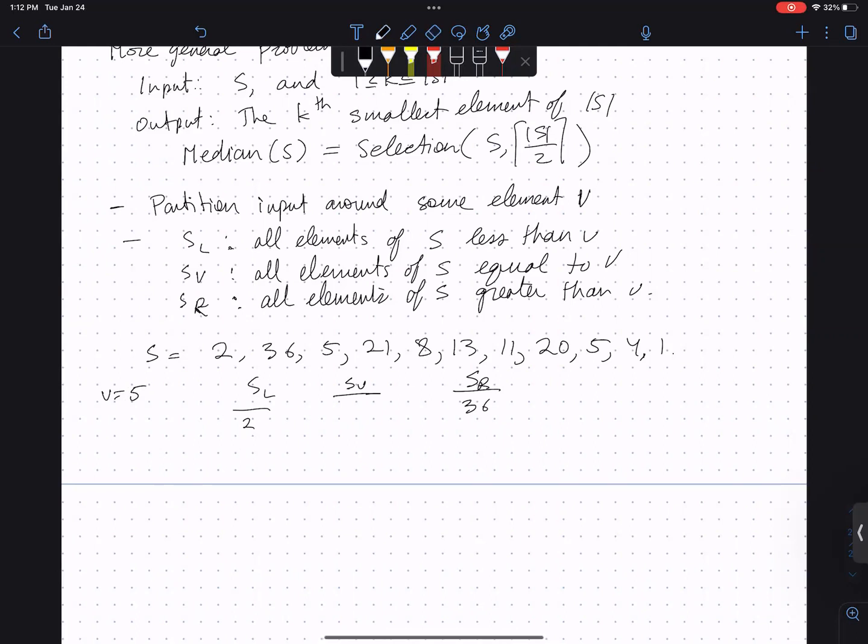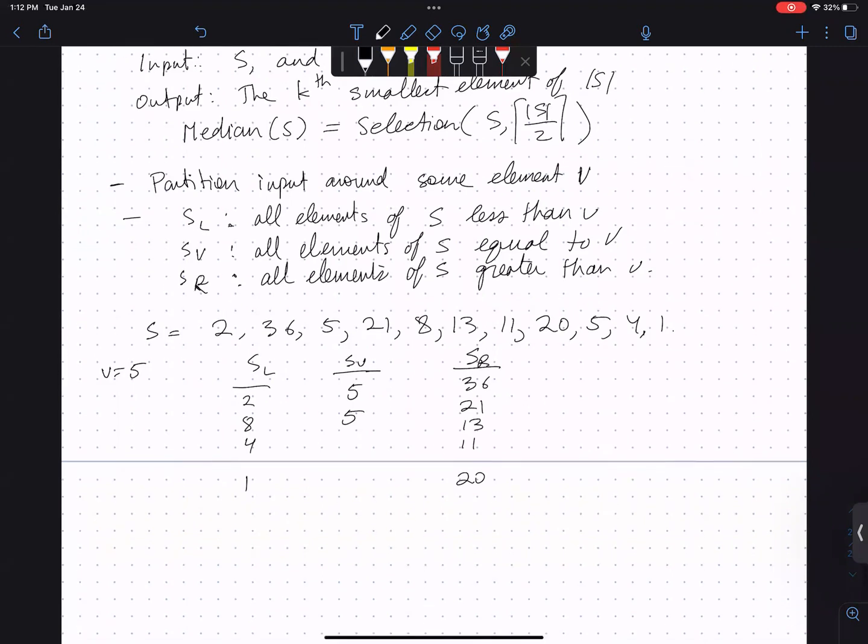So 2 is less than 5, 36 is more than 5, 5 is equal to 5, then I got 21, 8, 13, 11, 20, 5, 4, and 1. Okay, so I've got these 3 partitions. So how does this help? Let's remember how many elements are in each. Here there's 4 elements. Here there is 5 elements. And here there's 3 elements.